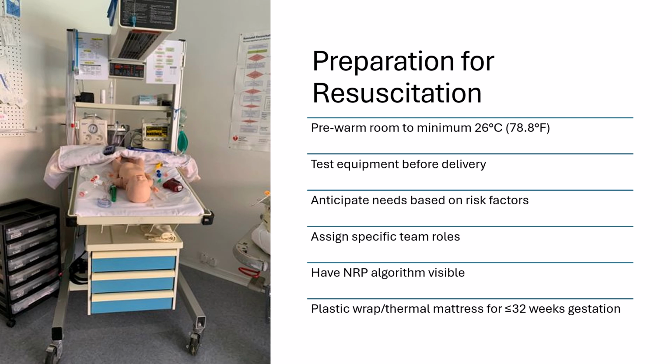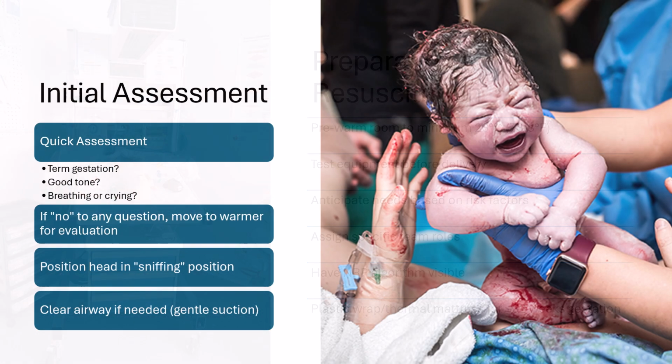Assign specific team roles in advance. Decide who's leading, who's doing airway management, and who's documenting. Have the NRP algorithm visible for reference. For babies at or below 32 weeks gestation, have plastic wrap and a thermal mattress ready. This is frequently tested on the exam.